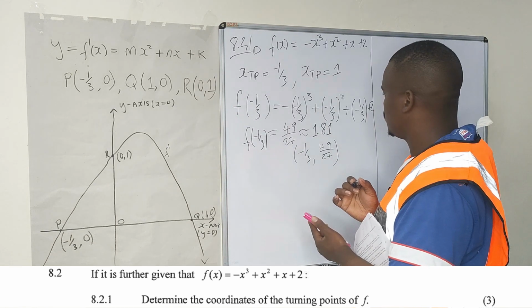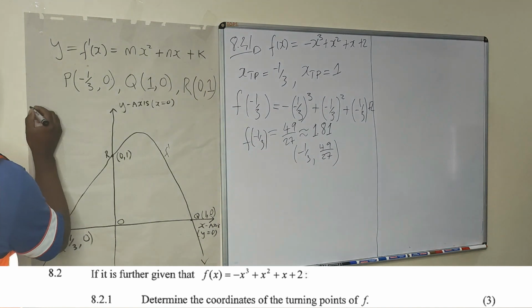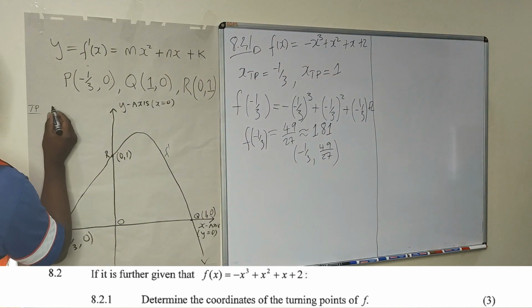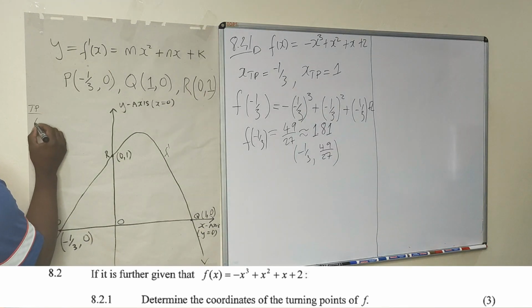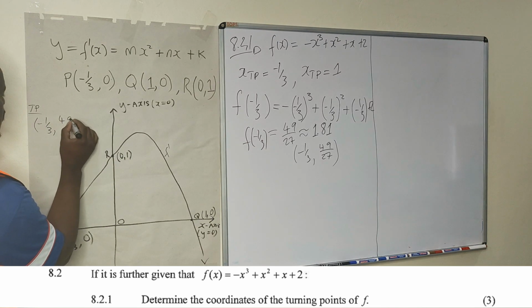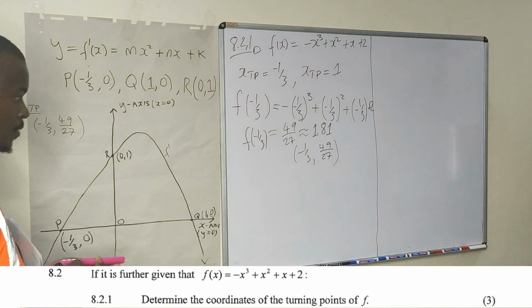That's what you have. So you have your x coordinate, your turning point coordinates, right? You have -1/3 and 49/27. These are the first coordinates.